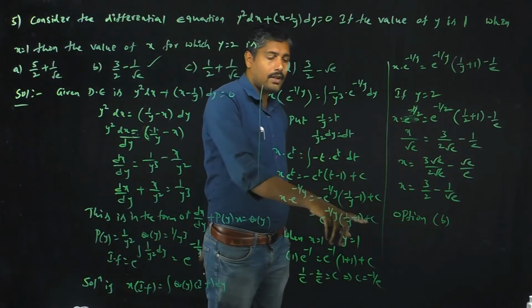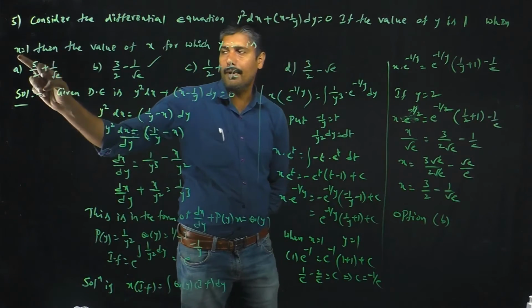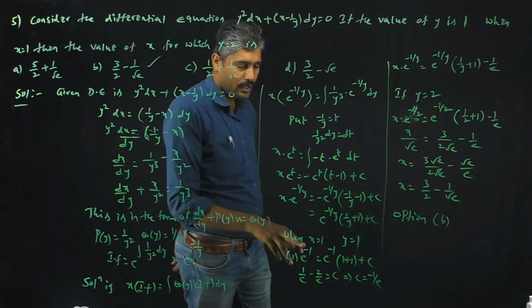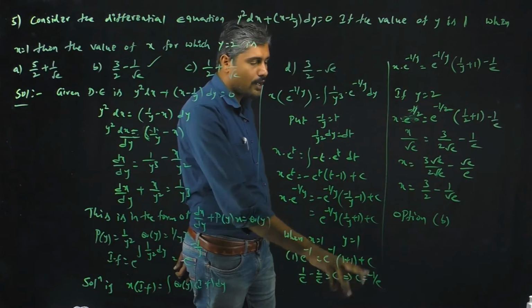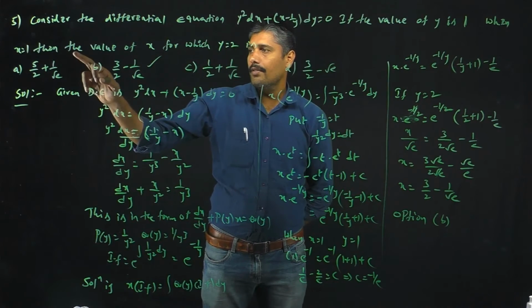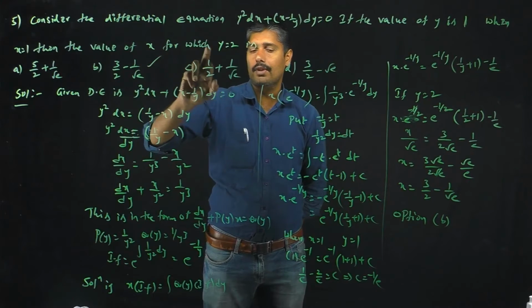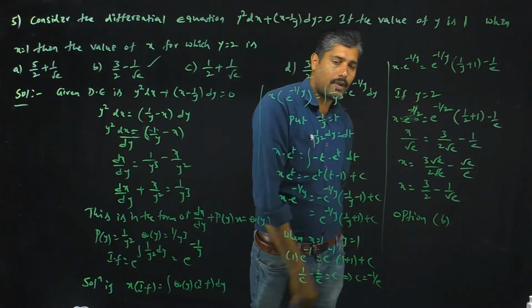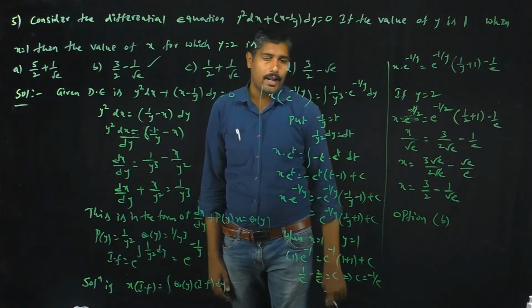To find out the value of c, the given information is x equal to 1 when y is also 1. Therefore, we find the value of c equal to minus 1 by v. What he is asking is, find the value of x for which y equal to 2. Substitute y equal to 2, then the value of x is 3 by 2 minus 1 by root.